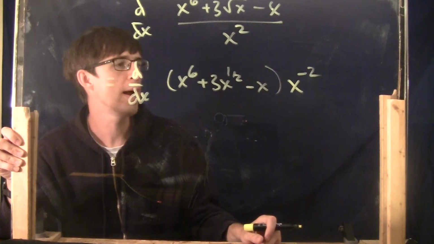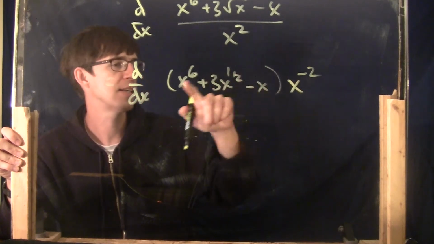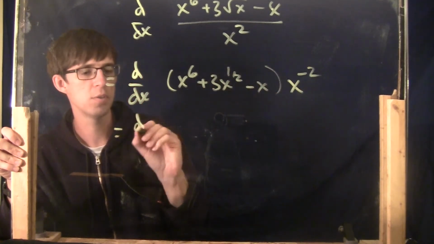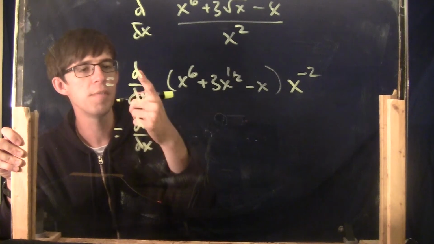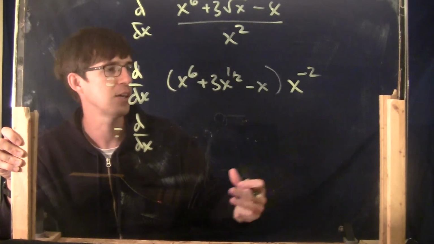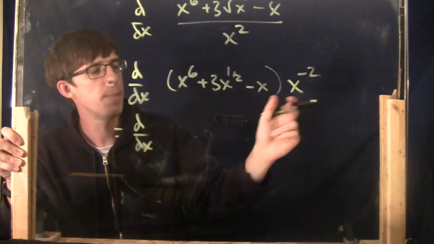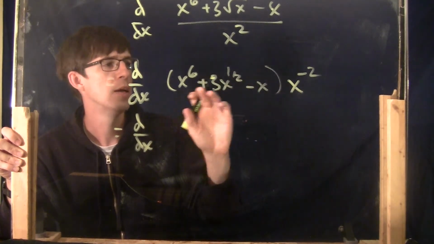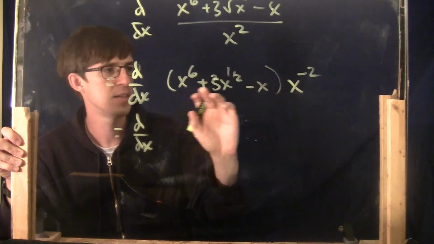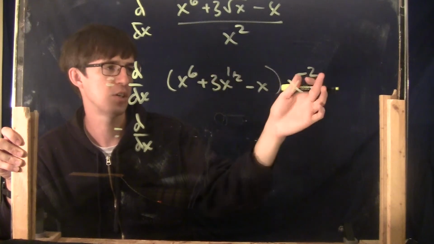What's the point of rewriting it this way? The point is now you can distribute the x to the minus 2 across the whole thing. So it becomes, I didn't do the derivative yet. That's why I'm still writing d dx. The last step is when I'm going to actually do the derivative. Anyway, I'm distributing the x to the minus 2. You remember what happens when you multiply x to the 6 times x to the minus 2? You add the exponents. So in this case, actually, you subtract 2.